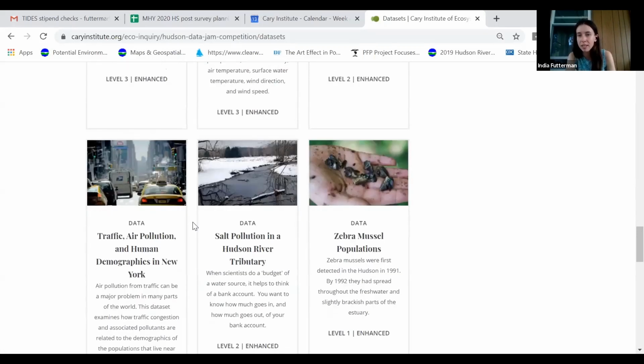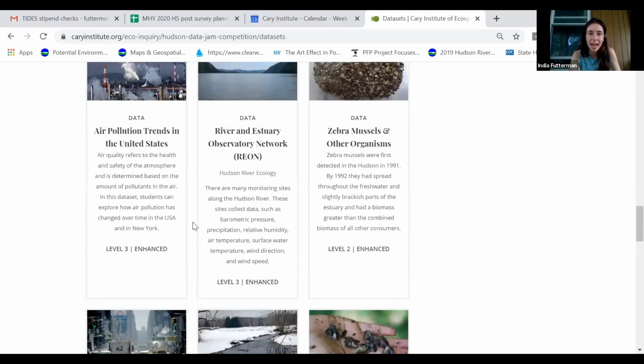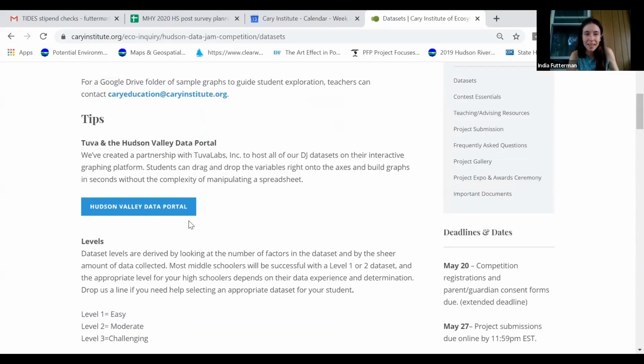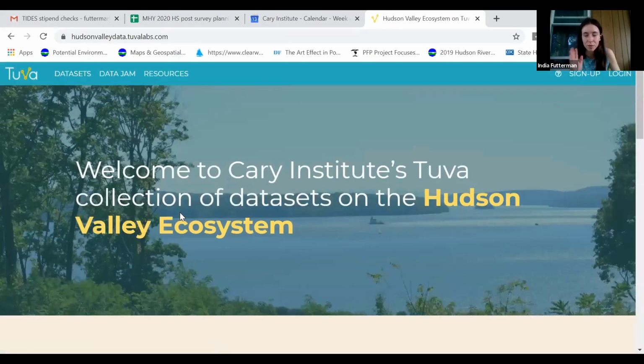So there's a ton of different types of data, not only organismal, but we have water chemistry, we have hydrology, temperature, climate change. So there's a whole bunch of data. And then I also want to show you this incredible tool that we recently acquired for visualizing data. It's called Tuba. This is free.